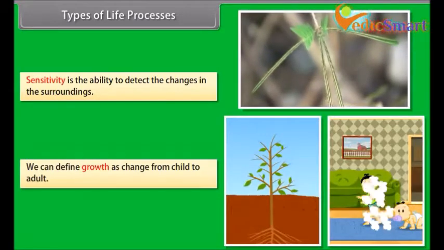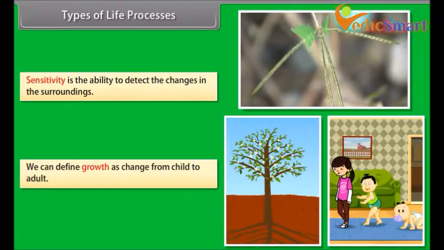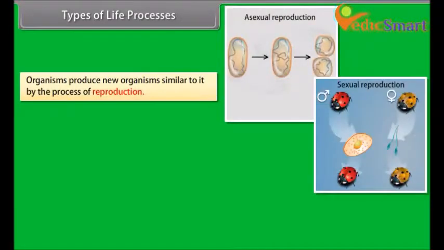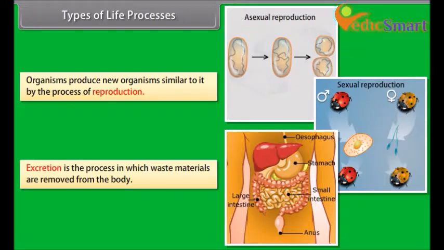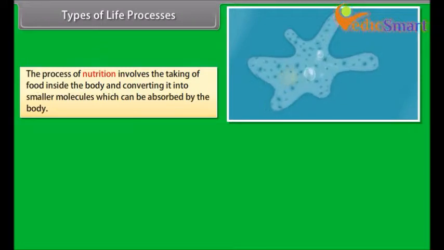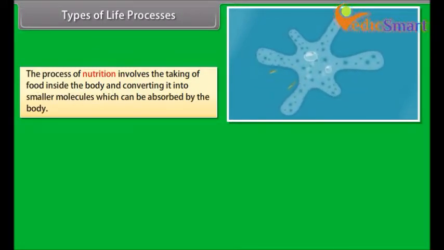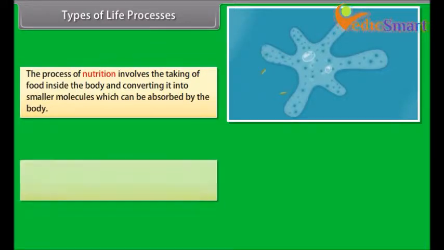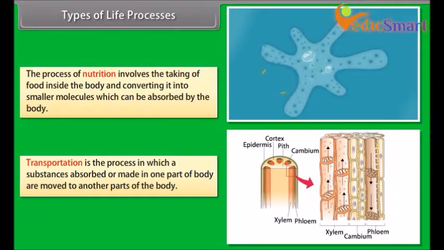We can define growth as change from child to adult. Organisms produce new organisms similar to themselves by the process of reproduction. Excretion is the process in which waste materials are removed from the body. The process of nutrition involves the taking of food inside the body and converting it into smaller molecules which can be absorbed by the body. Transportation is the process in which a substance absorbed or made in one part of the body is moved to other parts of the body.